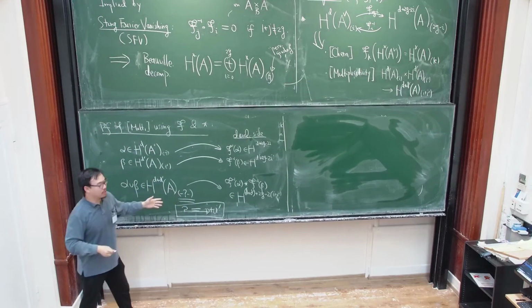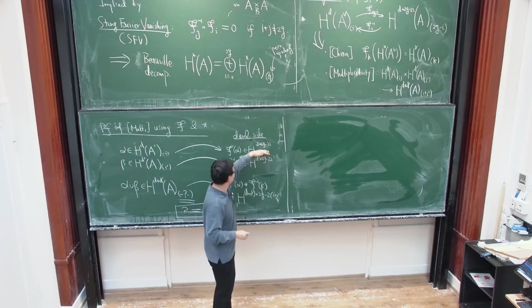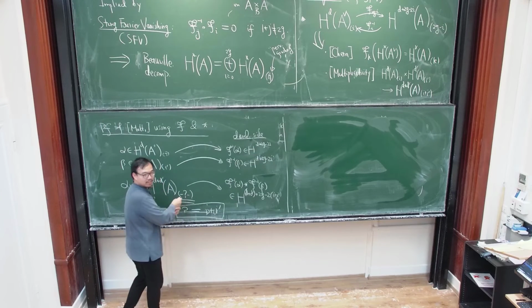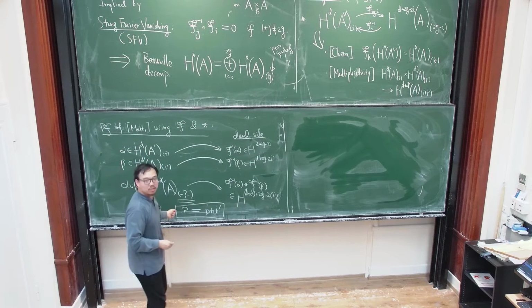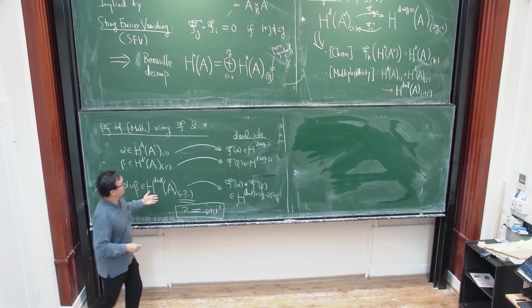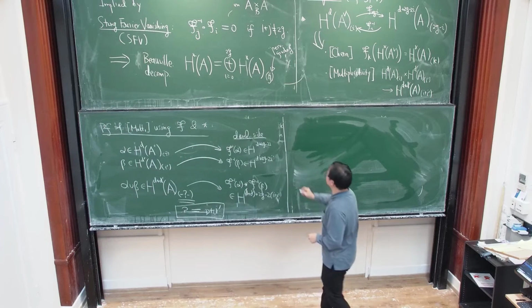So this is an argument where you can use the cohomological grading on the dual side to determine the second grading on the original space. And exactly this idea we will use to control the singular cases.